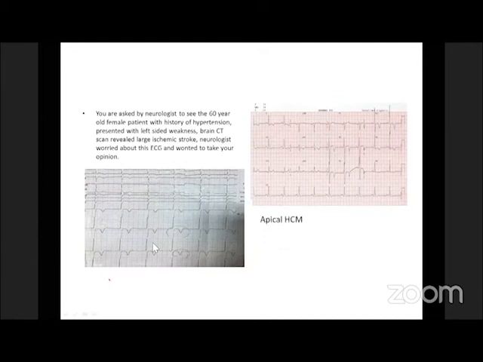And this ECG is taken from a patient with apical hypertrophic cardiomyopathy. Again, there is deep T inversion in the precordial leads. So T inversion has different differential diagnosis.